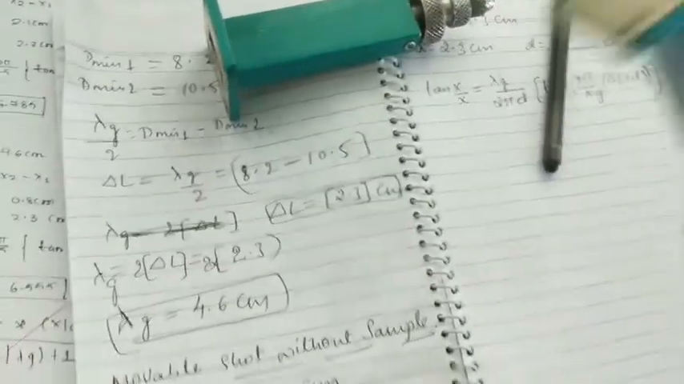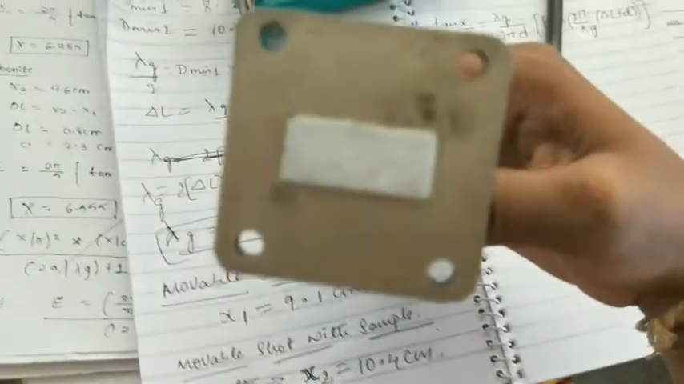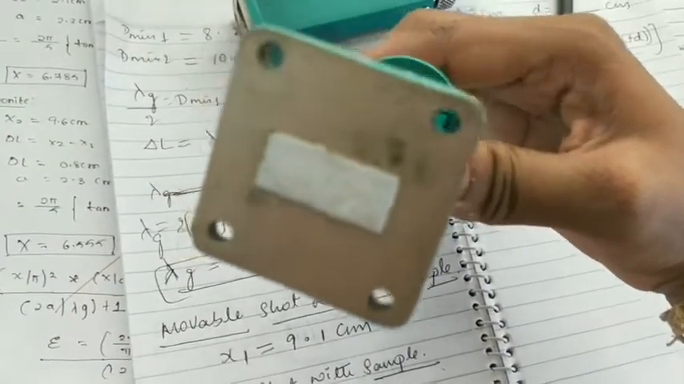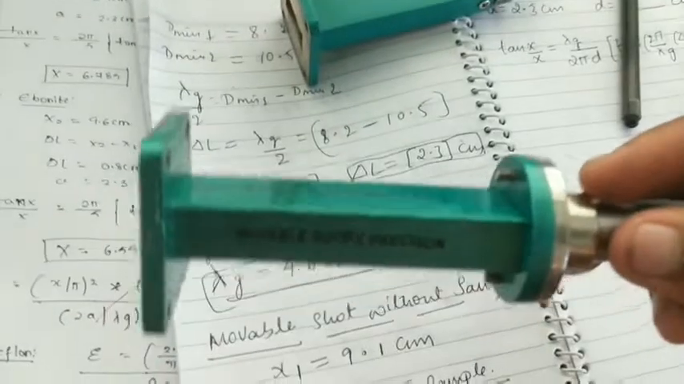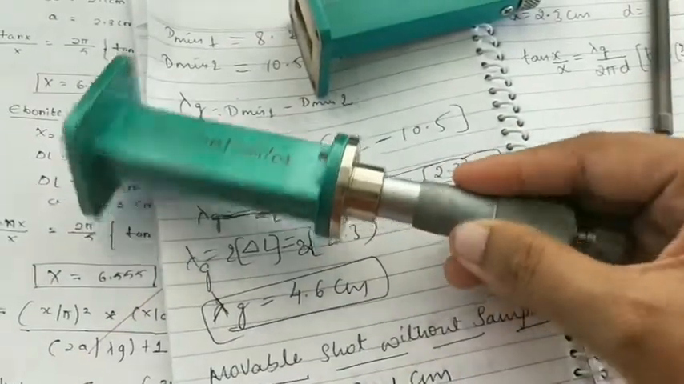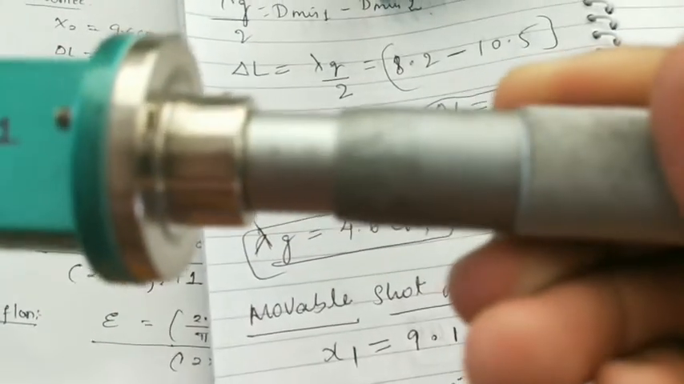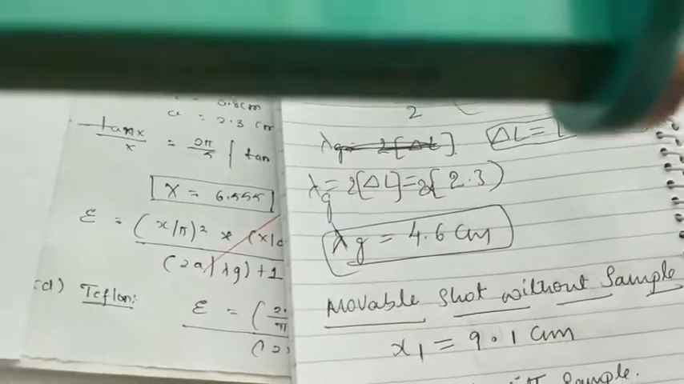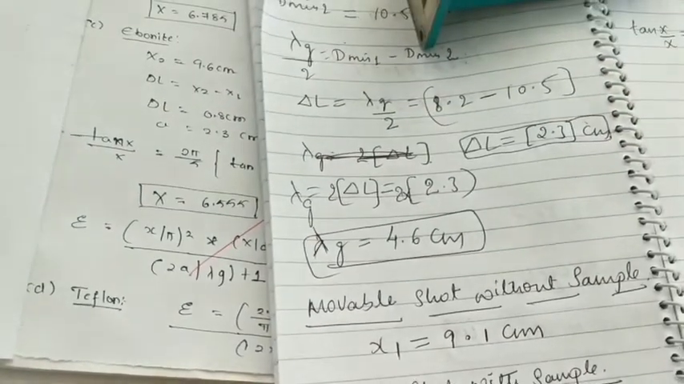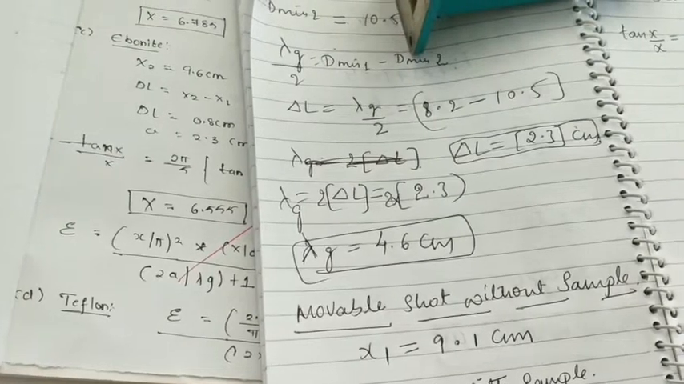In order to find out the thickness, we need to put it on the movable short with the vernier scale. Here we need to insert this and rotate this in the screw gauge. Once we move this, we'll get the thickness, which is nearly 0.18.